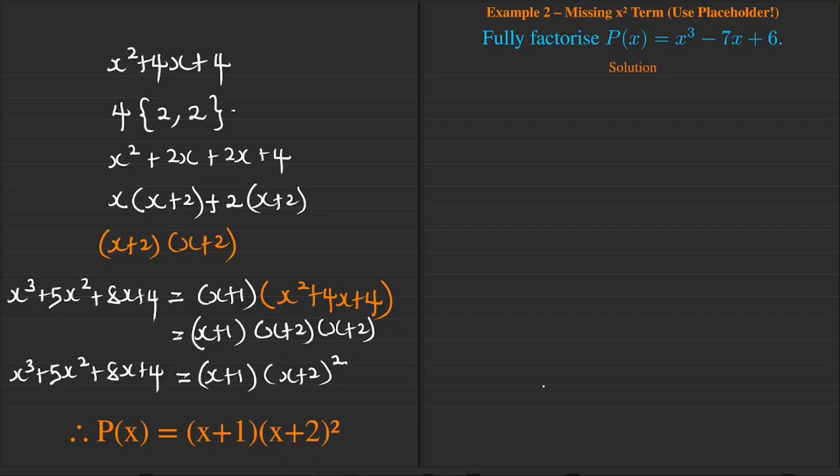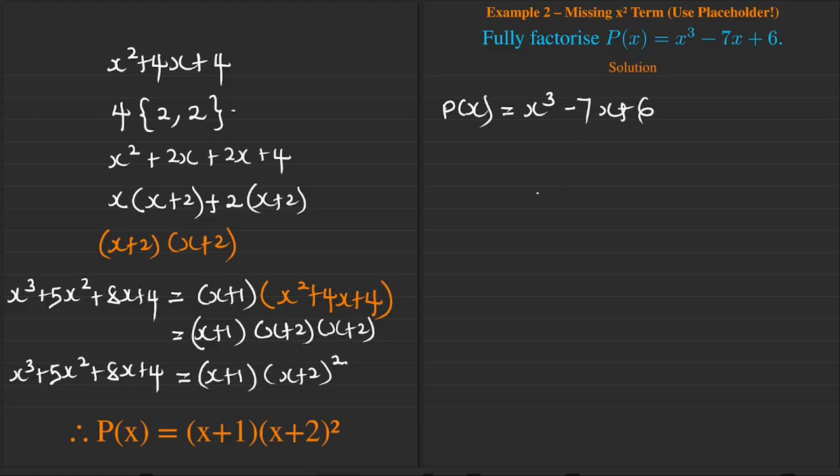So our next question here is example 2. We have x cubed minus 7x plus 6, and we have to fully factorize it. Now, if you pay close attention to what we have here, we have x cubed, there is no term in x squared. We just move straight to x. Hence, let's take our function p of x is equal to x cubed minus 7x and then plus 6.